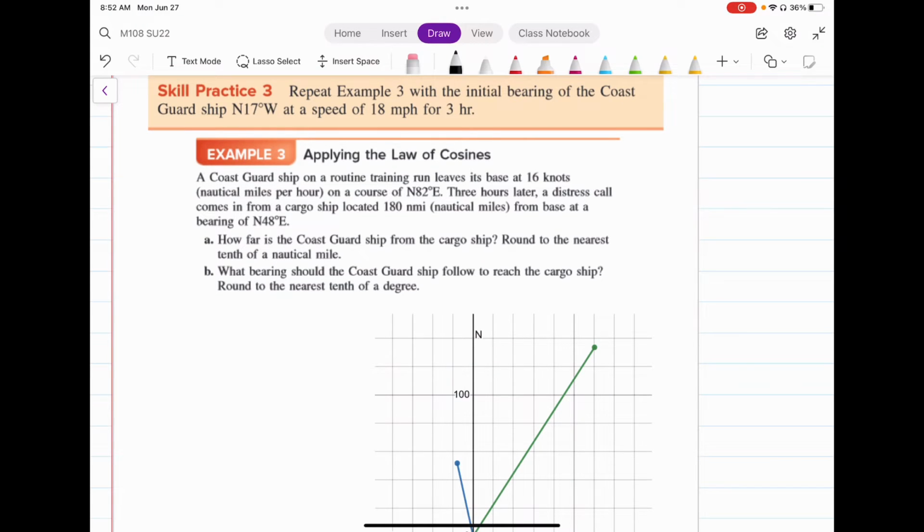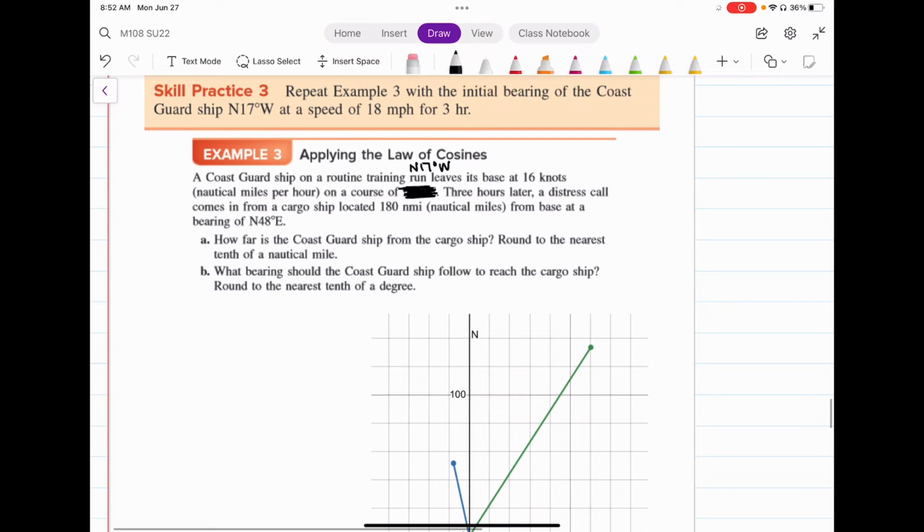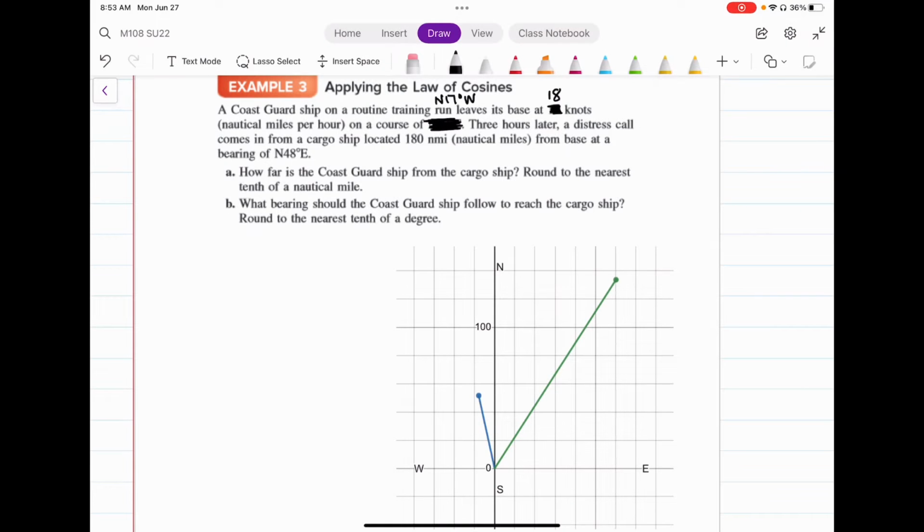The initial bearing of the Coast Guard ship is no longer north 82 degrees east. It is now north 17 degrees west. And then instead of going 16 knots or nautical miles per hour, they're doing this at 18. The Coast Guard ship going north 17 degrees west is represented by the blue line on the graph, and the cargo ship going north 48 degrees east is represented by the green line.